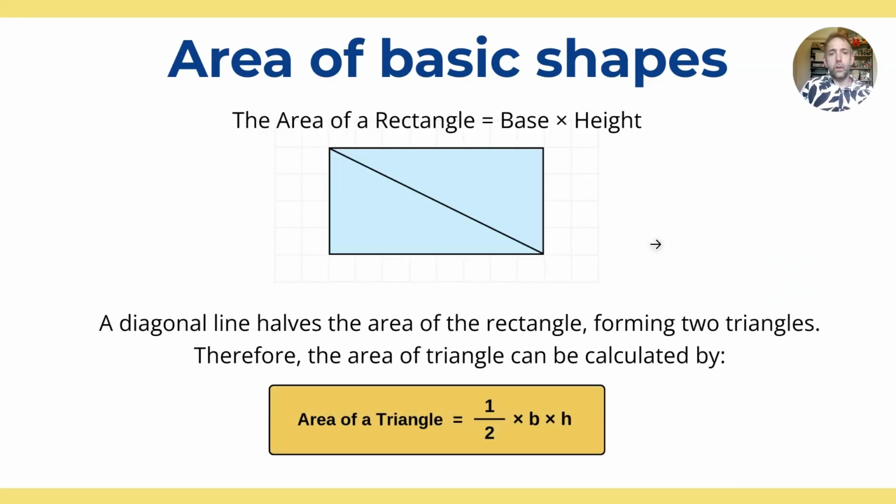So we can use our knowledge of a rectangle to help us find the area of a triangle as well. So if we cut this rectangle in half, you can see here we now have a triangle. So the diagonal line halves the area of the rectangle, forming 2 triangles. And this is why this formula for the area of a triangle is the same as a rectangle, but you must remember to times by a half or divide by 2. So you do the same formula basically as before, width times length or base times height, but you must remember to half it based on this diagram above. So let's do a couple of examples.